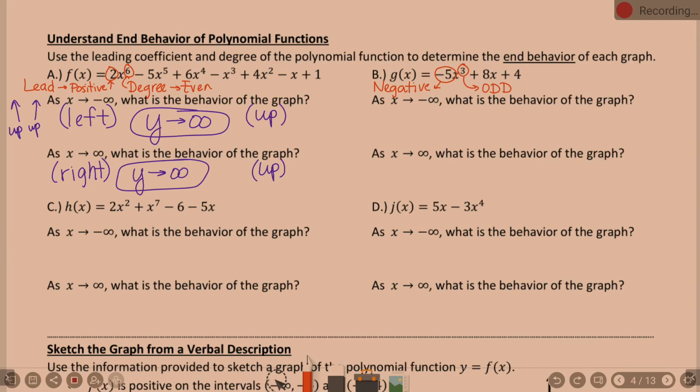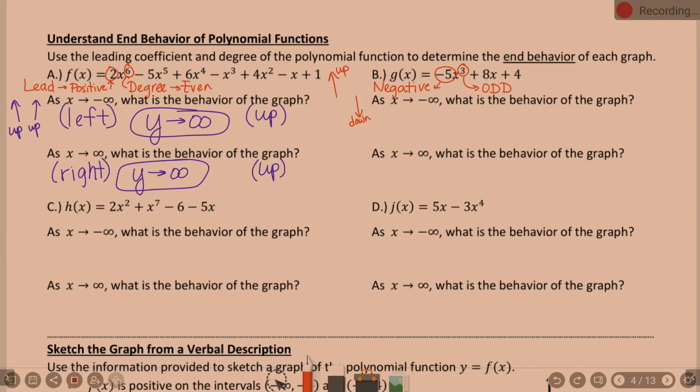Okay. Use your chart if you need to. Odd degree. I know my brain, an odd degree is either down and up or up and down. What if it's negative and odd? Where do we start? Where do we end? We start up and we end down. Okay? So we start up and we end down. Are you with me?